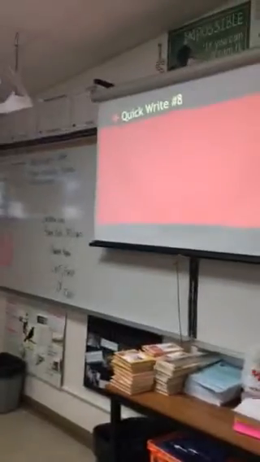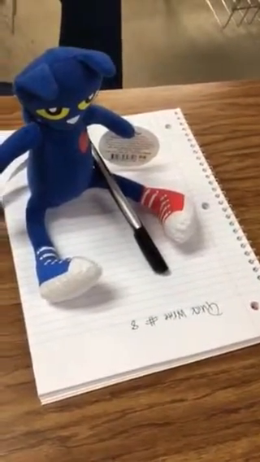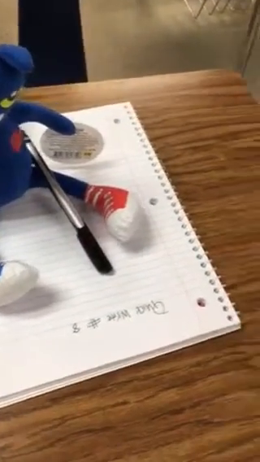Up here, I put Quick Write number 8. I have a PowerPoint designated for every Quick Write that we do. I apologize for the mess over there. I'm going to decorate for Christmas. But this is just an example. Here's Pete the cat with his Quick Write journal. They just label right here, Quick Write number 8. Then they'll park their pencils and they'll wait for further instructions.